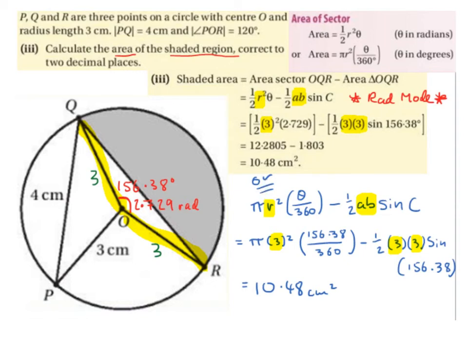Or we could have used the other formula and used just the degrees. So the other formula is pi r squared times theta divided by 360 degrees. So the theta is 156.38 over 360, and then the area of the triangle part stays the same, and it will still give you 10.48 centimeters squared. This way is probably a little bit more straightforward. It doesn't matter which way you use though. So the area of the segment that's shaded is 10.48 centimeters squared.